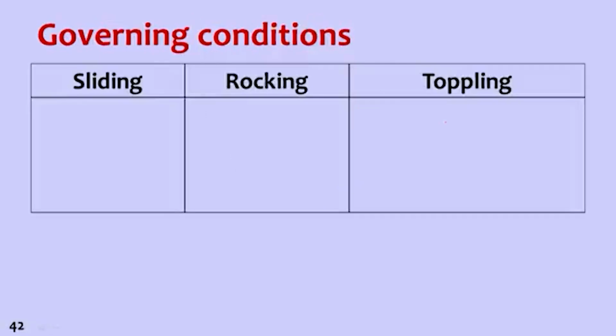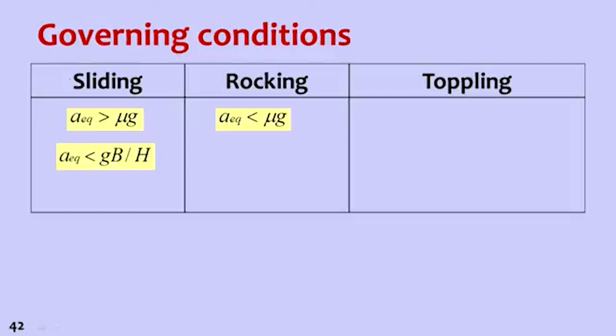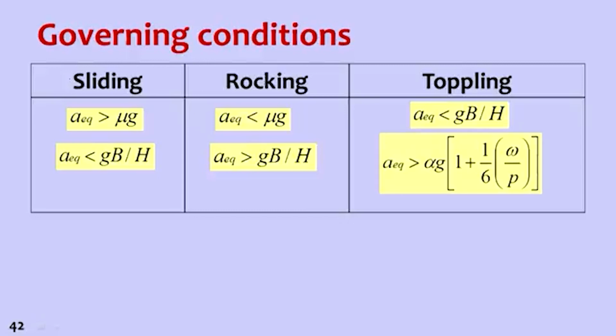Now for the governing conditions for sliding, rocking and toppling. For design, if acceleration is greater than friction times gravity, and acceleration is less than gravity times aspect ratio, when these two conditions are met, then sliding takes place. When acceleration is less than mu times gravity and acceleration is greater than g times aspect ratio, rocking takes place. And toppling is this condition: acceleration is less than g times aspect ratio, as well as acceleration is greater than alpha g (1 plus 1/6 times omega by P). So these are the governing conditions.